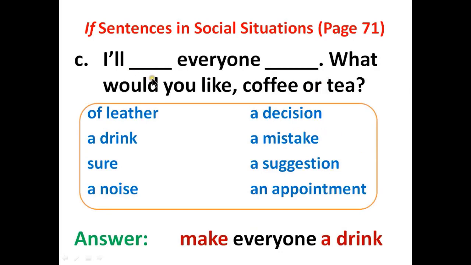Number C, I will dash everyone dash. What would you like? Coffee or tea? I will make everyone a drink. Here you write I will make everyone a drink. Means I will prepare a juice or coffee or tea for everyone who is in the party. What would you like? Coffee or tea? I will make everyone a drink.